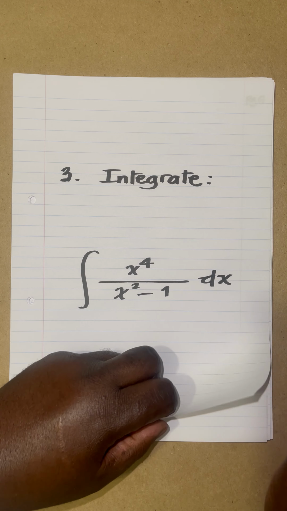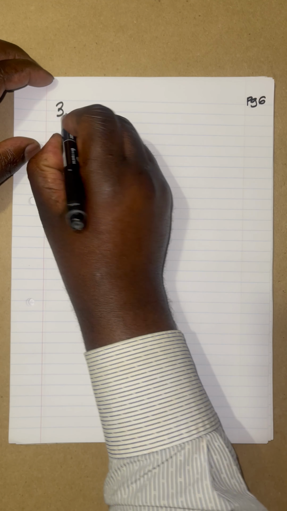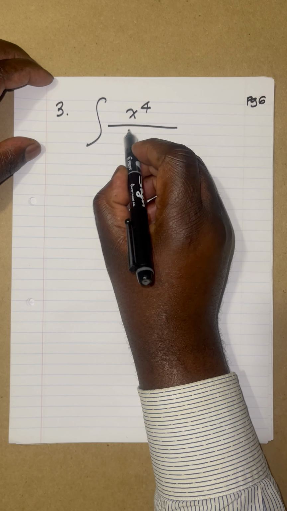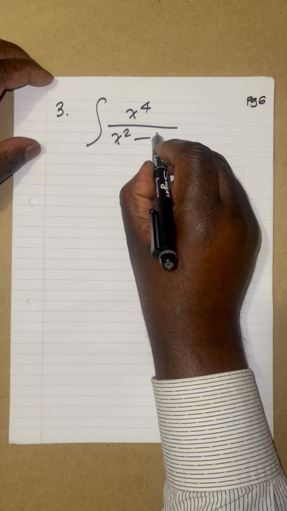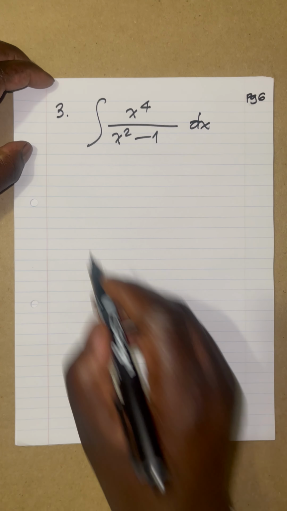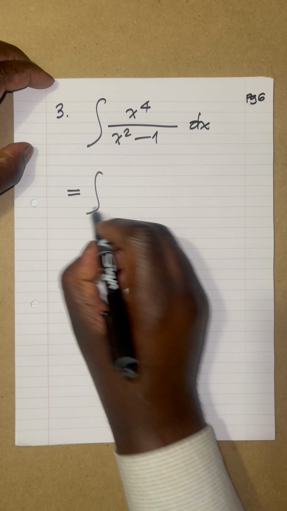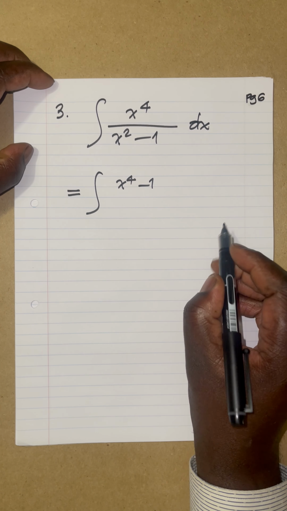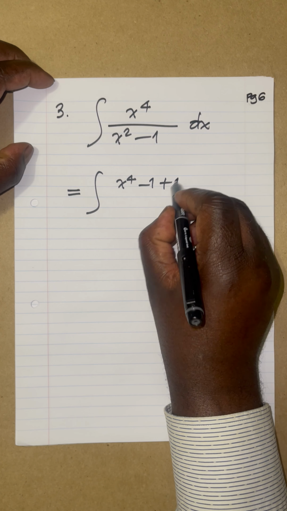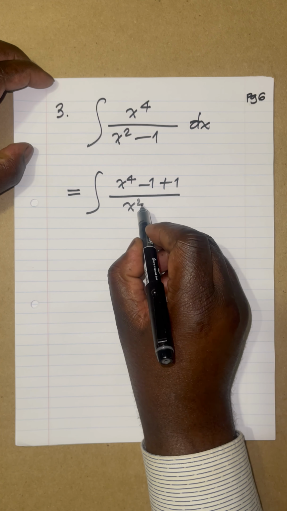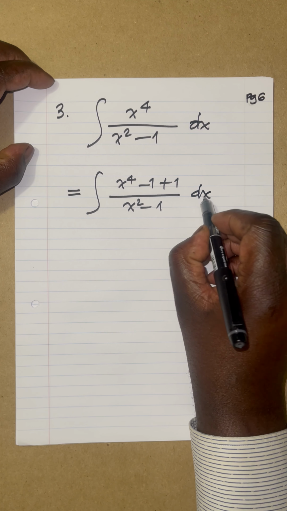So we introduce the special zero, like I've already said. Our third integral is the integral of x power 4 all over x squared minus 1, and we're saying dx. Introducing the special zero in the numerator, this is the same as the integral of x power 4 minus 1, but I don't want to change the integral, so I'm going to say plus 1. There is your special zero there, all over x squared minus 1, and we're going to say dx.